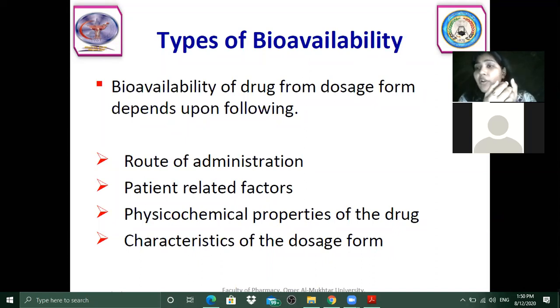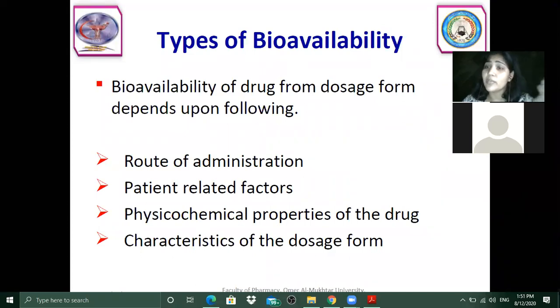Then the same is true for old people, sick people. They might not have any effect on the body because they do not have those fresh enzymes in their body which are required for the metabolism of the drug, and hence they will not have the drug in their systemic circulation as soon as they take the medication. So those could be patient-related factors. Okay. Physicochemical properties of the drug.